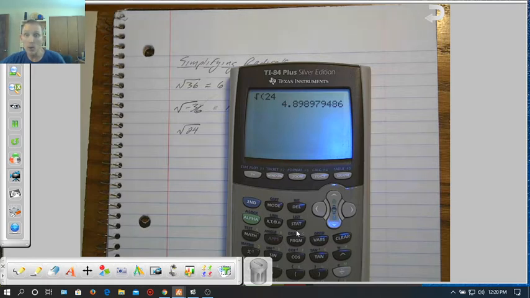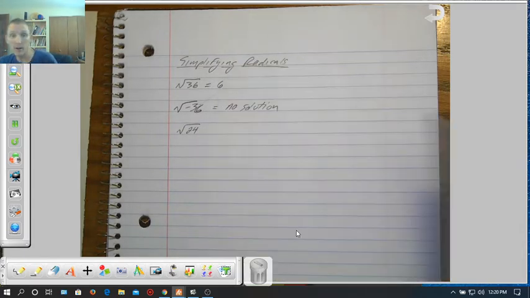We need to have a way that we can work with this, and this is where simplifying radicals comes into play. We're going to have decimal answers, and we're going to have answers that are given in radical form. We're going to talk today about how to simplify radicals.